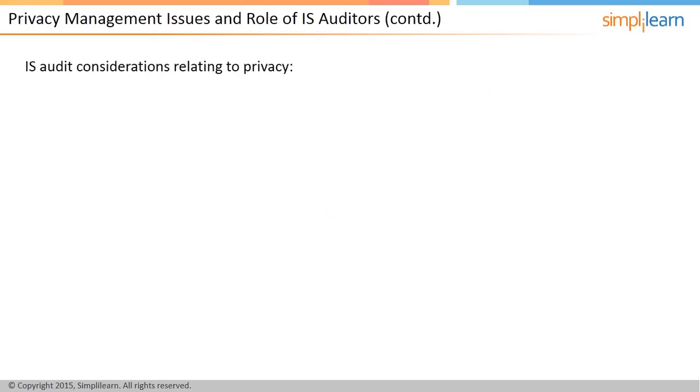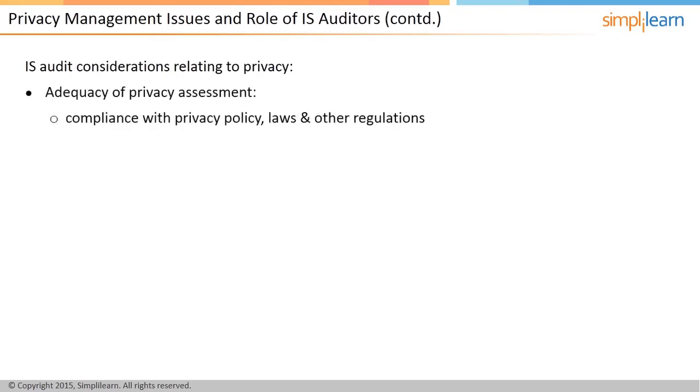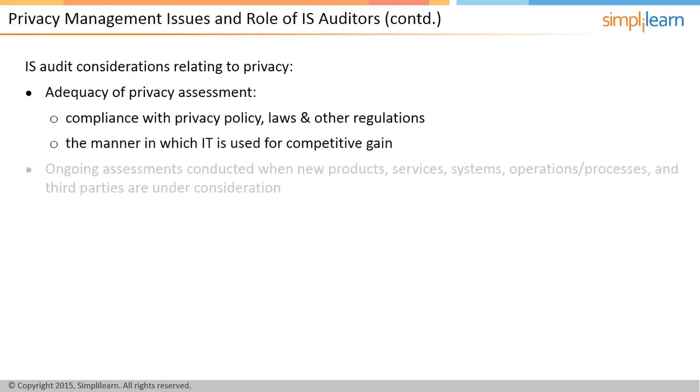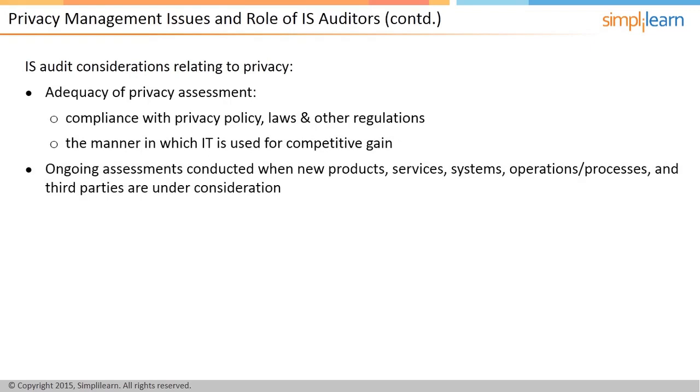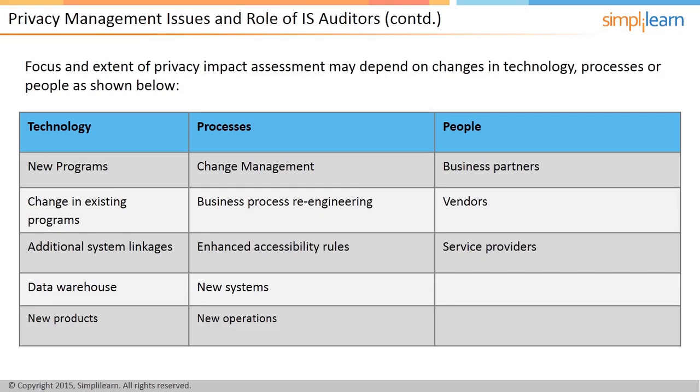IS audit considerations relating to privacy include adequacy of privacy assessment, for example, compliance with privacy policy, laws, and other regulations, and the manner in which IT is used for competitive gain. Another consideration is the ongoing assessments conducted when new products, services, systems, operations, processes, and third parties are under consideration. Besides, transborder and multinational laws should also be considered. Focus and extent of privacy impact assessment may depend on changes in technology, processes, or people, as shown below. In the next few screens, we will learn about information security and external parties.